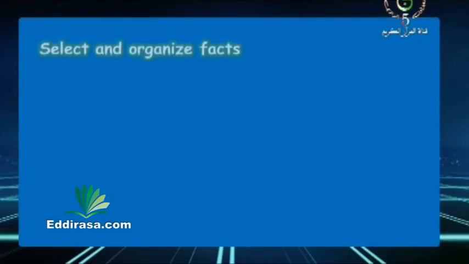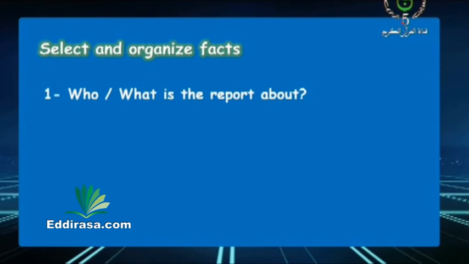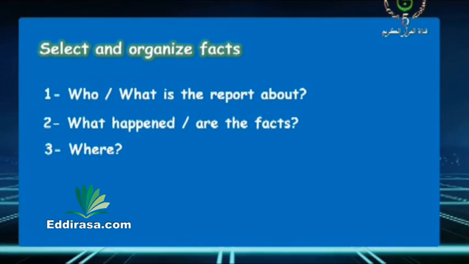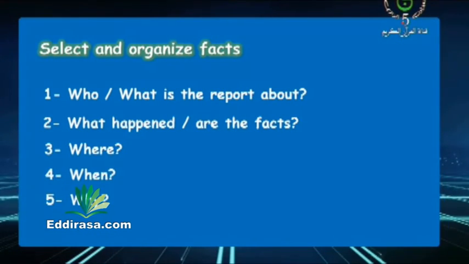And today's report, it will be about an endangered animal. So we need to collect information and organize them. All right? So here how you should do it. You will start by who or what is the report about. Choose your chosen animal. And then what happened. What are the facts? All right? Where and when. And, of course, why.